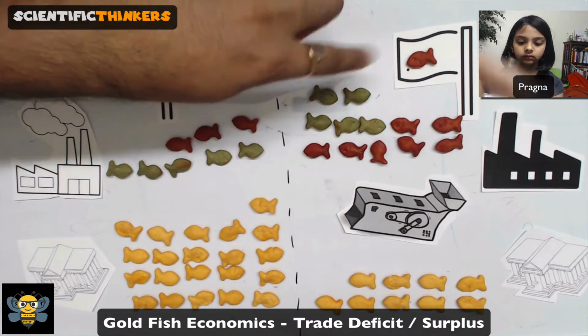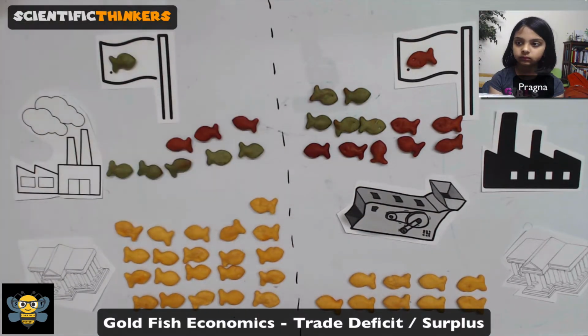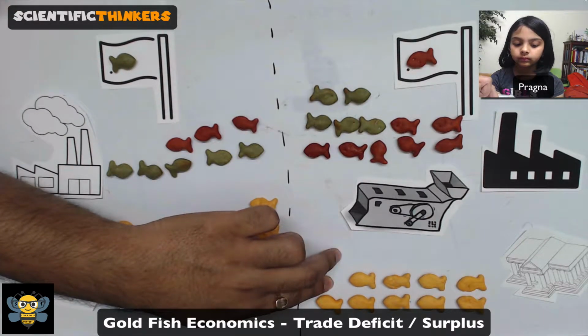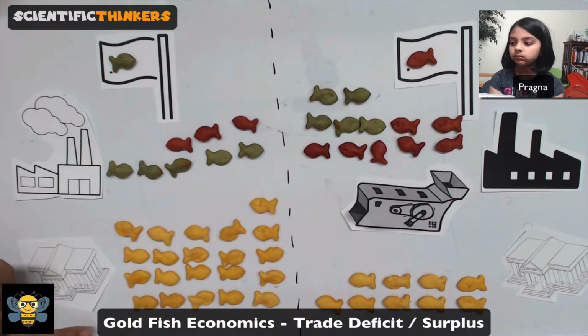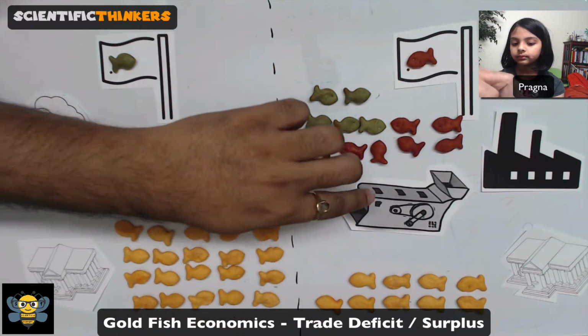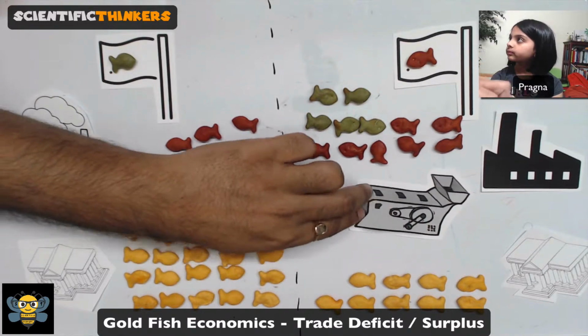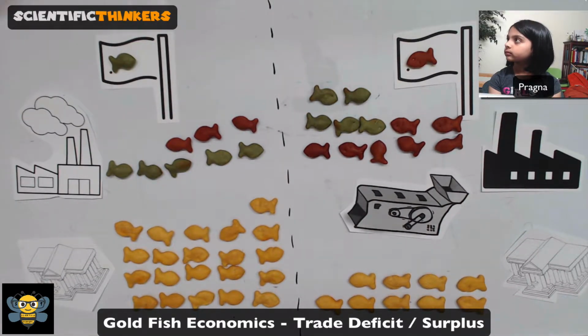Now maybe you can also sell green fish to, say, Orange Fish Nation, right? So in this case, although this Red Fish Nation has lost money, they're not in a bad shape because they have acquired technology that will help them in future to make more money than what they're losing today, right?